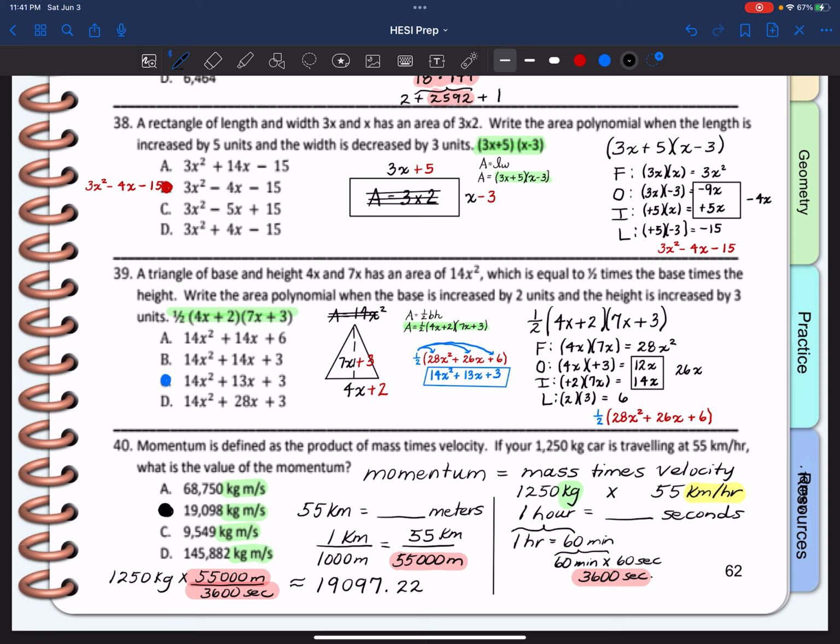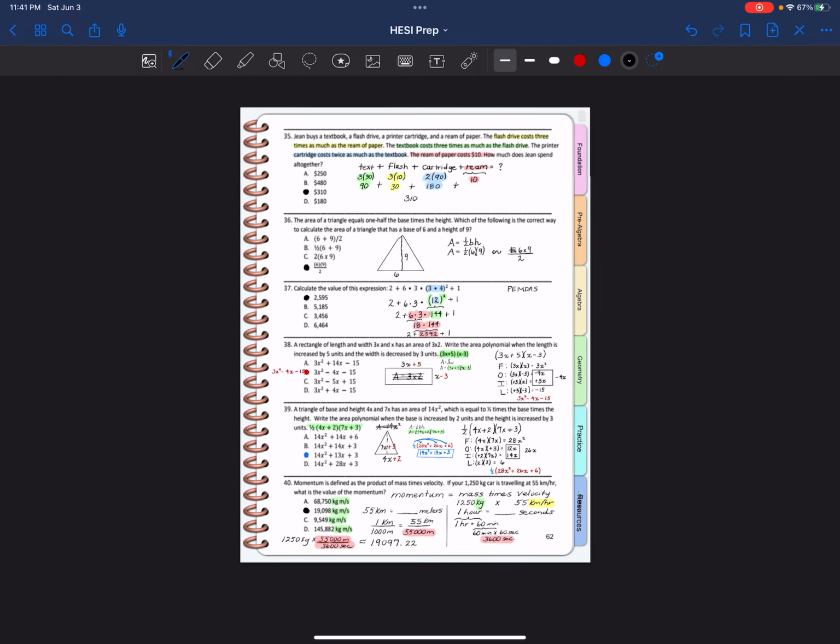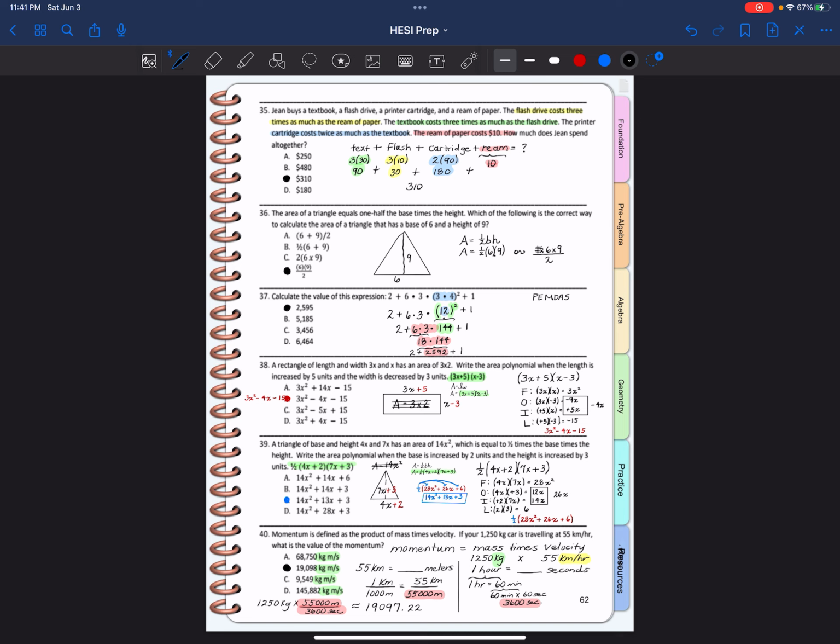This is not an easy problem. That conversion is very tricky. None of these are easy. If you look at this whole page, these are quite a bit harder than the problems we saw in class.